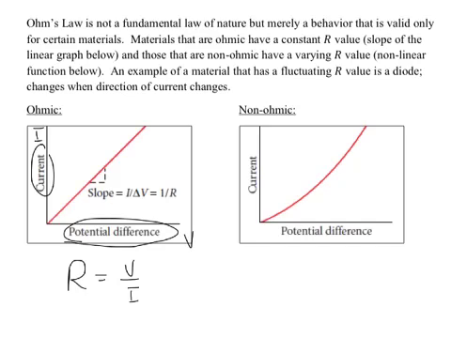All right, let's see. I gave an example here at the very end of something that is not an ohmic material, that has a fluctuating R value, and it's called a diode. A diode just changes the direction of the actual current itself in the circuit. So a diode is like the example.